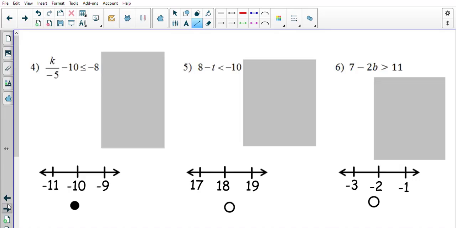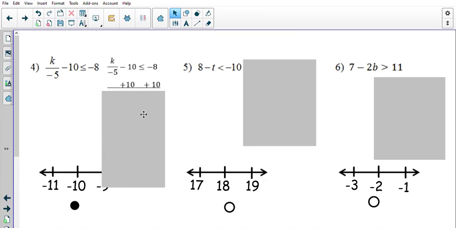All right, let's take a look at number 4. So we have k over negative 5 minus 10 is less than or equal to negative 8. We want to start by getting rid of that minus 10. The inverse of subtracting by 10 is to add 10. So we end up with k over negative 5 is less than or equal to 2. Negative 8 plus 10 is 2.